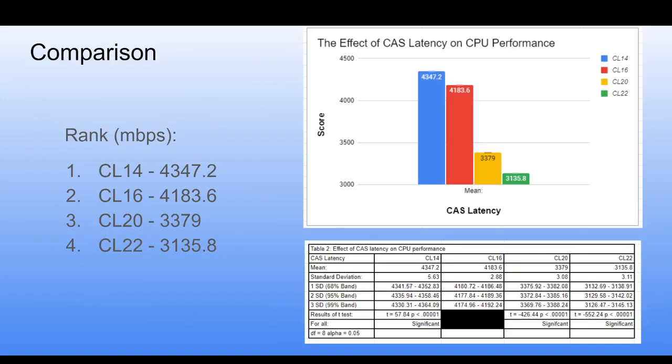Data and results. So, the highest speed cache latency was cache latency 14, which had a mean score of 4,347.2. Second was cache latency 16 with a mean score of 4,183.6. Third was cache latency 20 with a score of 3,379. And fourth was a cache latency of 22 with a score of 3,135.8.